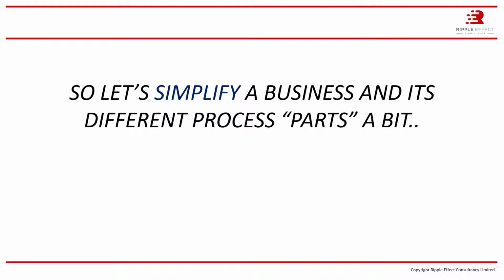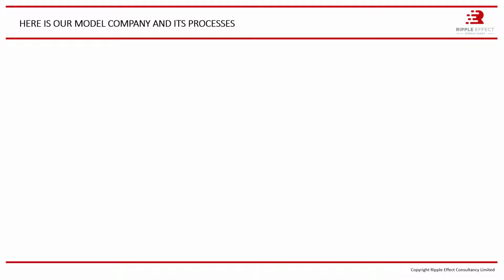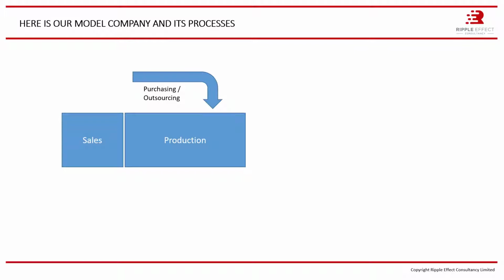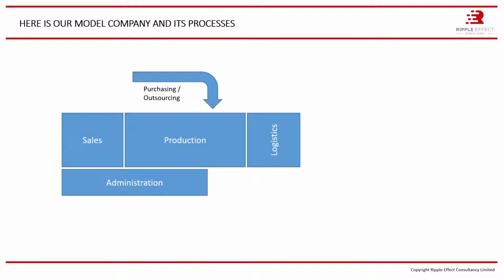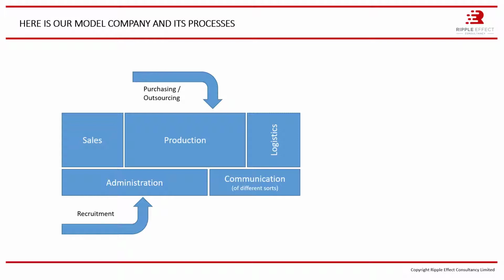So let's simplify a business and its different process parts a bit. Here is a suggested model of a company and its processes. We have sales, production. From production, we have purchasing and outsourcing of either products or services. We have logistics. We have administration, which is critical for the company to work smoothly. We have recruitment as an example of an ad hoc service, probably taken care of by the administration part to find new staff. We have communication of different sorts, internal communication and external communication. We have happy customers. That's our goal.